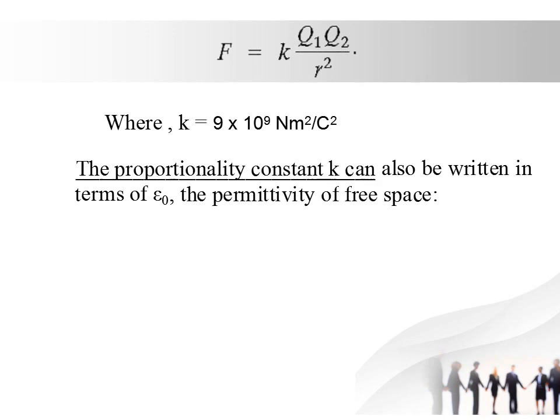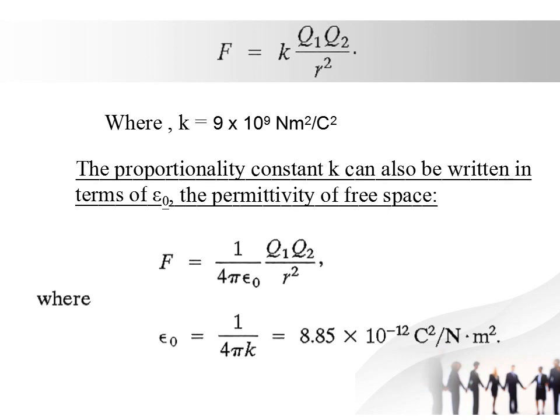Now K in terms of epsilon 0, the permittivity of free space. K is equal to 1 upon 4 pi epsilon 0. So epsilon 0 is equal to 1 upon 4 pi K, and its value is 8.85 into 10 raised to minus 12 Coulomb square per Newton meter square.